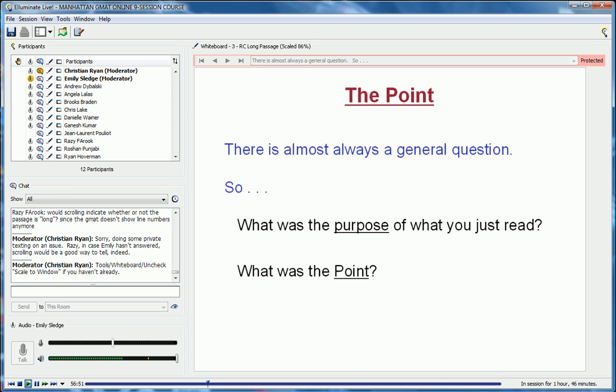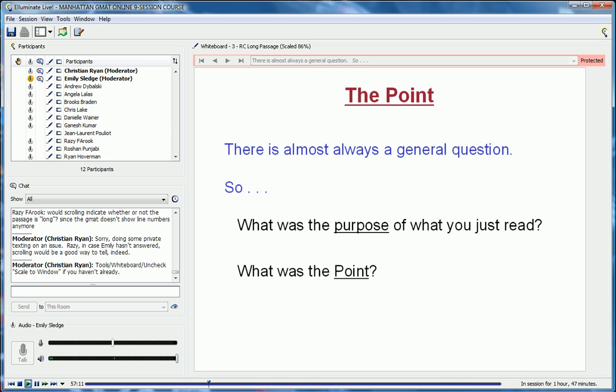And this might appear very large on your screen since we unclicked the scale to window, but you can scroll around to read it. There's very minimal text here. Since there's always a general question, or almost always, I would go so far as to say always, it pays to anticipate that, and we did this last week.